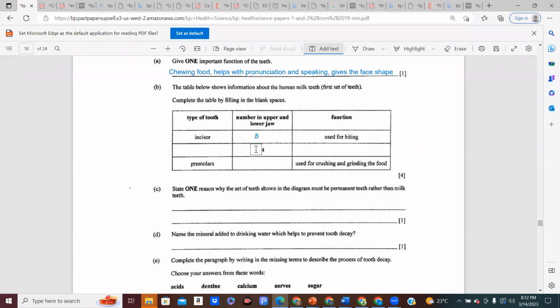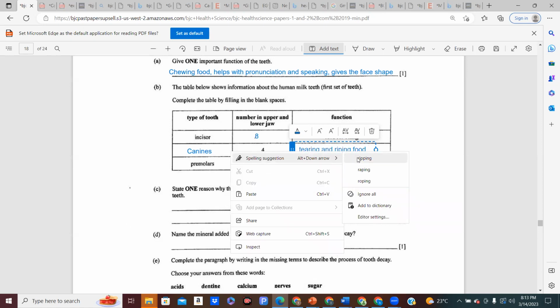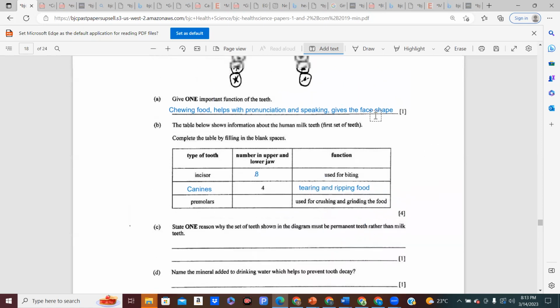So which one would it be? It would be 24. The molars? Do you have molars in the first set? Or the canine. The canines, very good. These are going to be the canines. What are the canines used for? Ripping and tearing food. Very good. Tearing and ripping food. You have to write that. Yes, I told you to write this down. Write down the questions and the answers.